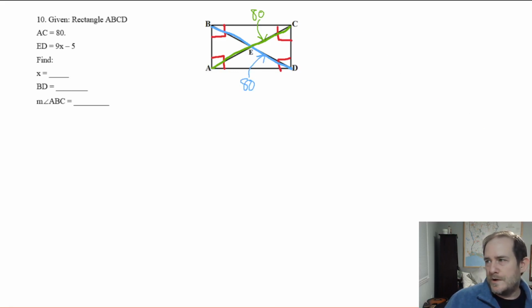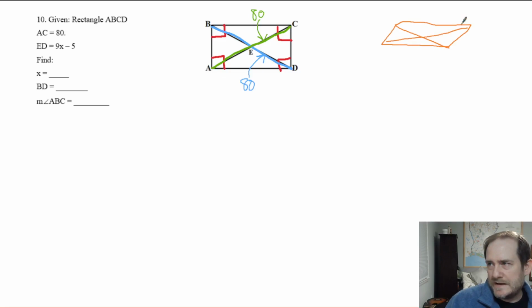But wait, there's more. Even in plain old parallelograms, don't the diagonals cut each other in half? In a parallelogram, you'd have a short piece with a short piece and a long piece with a long piece. But in this rectangle, all four pieces will be the same, and they'll all be half of 80. So this will be 40, this will be 40, this piece is 40, and this piece is 40. That again is a special rule that works just because we're a rectangle.